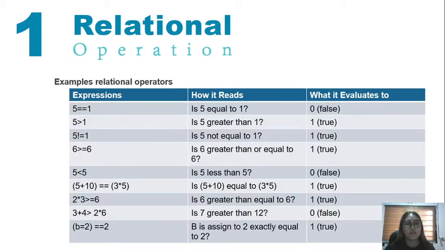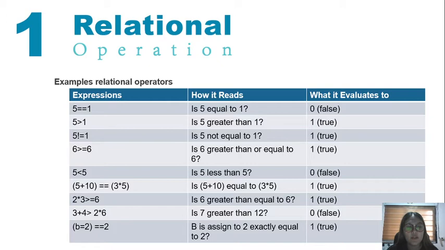So these are the examples of relational operators. So 5 is equal to 1. How it reads is, is 5 equal to 1? So what does it evaluate to? False, because 5 is not equal to 1.